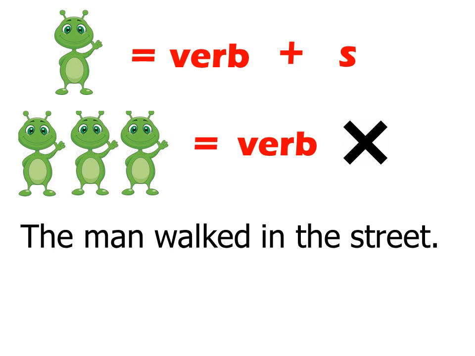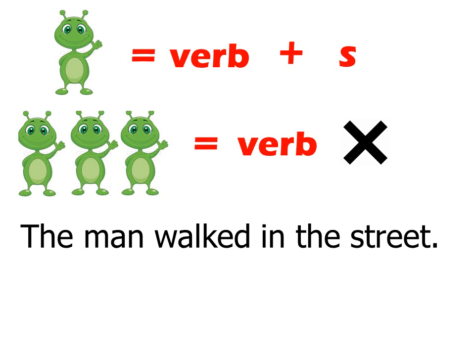The man walked in the street. Now, who can tell me which word is the verb? The verb in my sentence is walked. Now, walked is past tense. I'm going to change my sentence into present tense. Now, how many people are in my sentence? The man means there's only one person in the sentence.